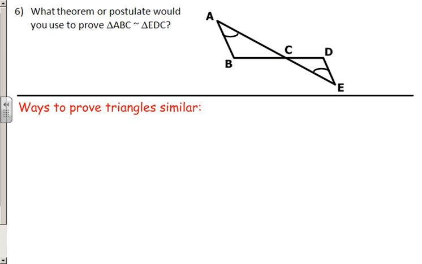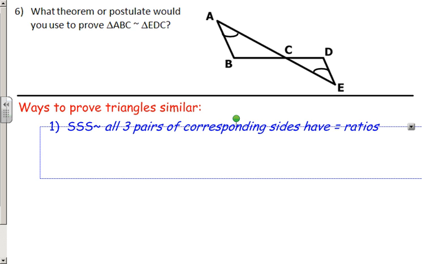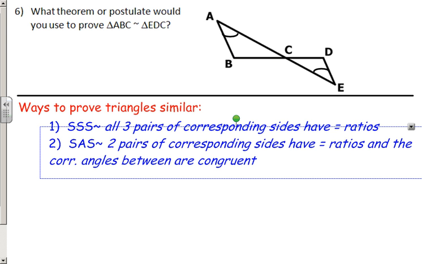Okay, what theorem or postulate, this is number 6, and again I changed things around. It's not exactly like the one in your packet, but it uses the same concepts. What theorem or postulate would you use to prove triangle ABC is similar to triangle EBC? There are some ways to prove triangles similar. First is side-side-side. You need to prove all 3 pairs of corresponding sides have equal ratio, and that's the first way to prove triangles are similar. The second way is side-angle-side similarity.